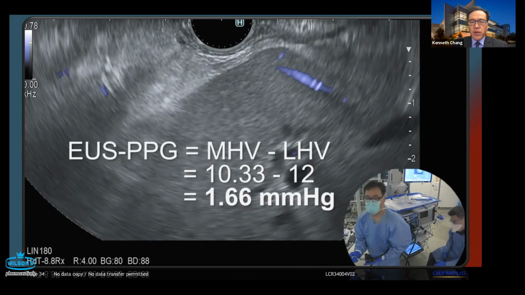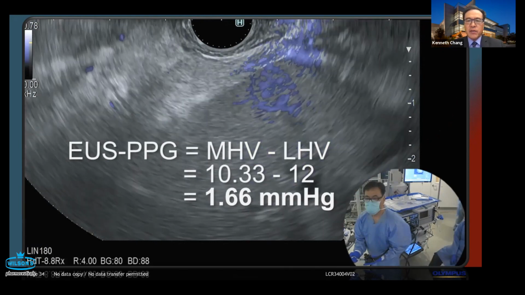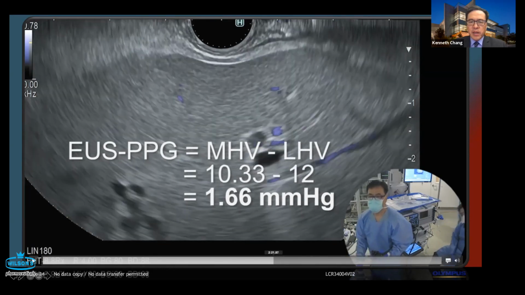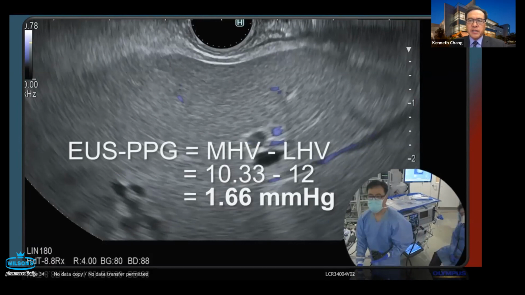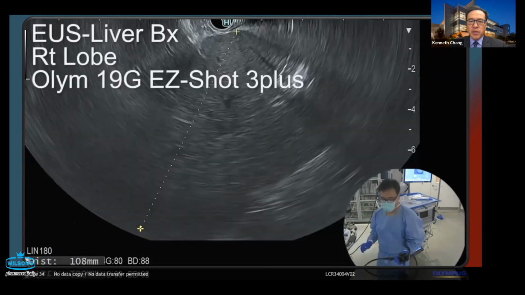So the gradient is only 1.66. It's normal. This patient does not have portal hypertension, and surgically is not a risk. So that's really useful information for our pancreas surgeon. And then on the same procedure, because we don't even know if the patient has any underlying liver disease, I'm going to do EUS guided liver biopsy to complete the endohepatology workup.